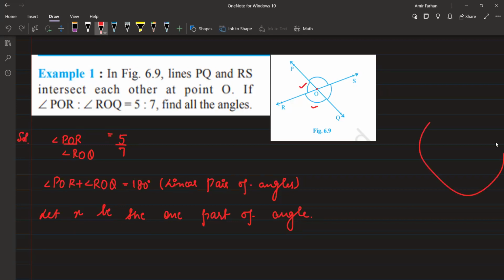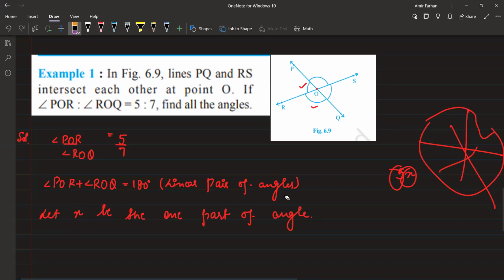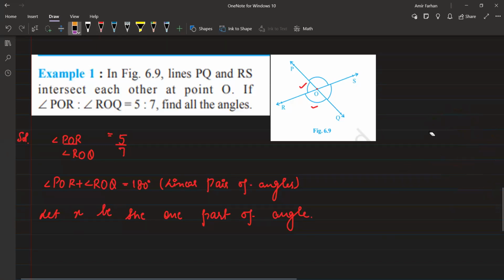Like I'm saying that I have a cake and I'm distributing this cake. I'm giving five parts to Simrat and seven parts to Abdul. So I'm saying that x be the one part of the angle. How many parts have you got, Abdul? 5x, na? Yes. If you multiply 5 into x, it becomes 5x parts. Yes or no? Yes.